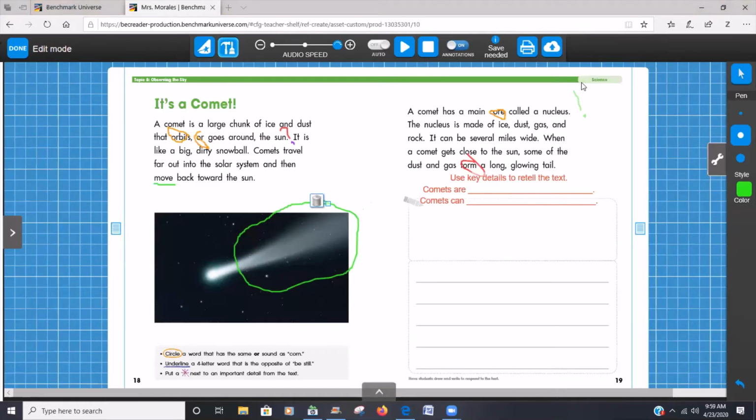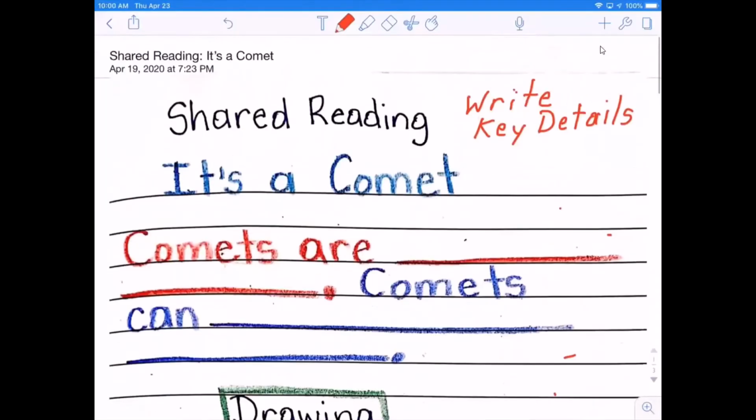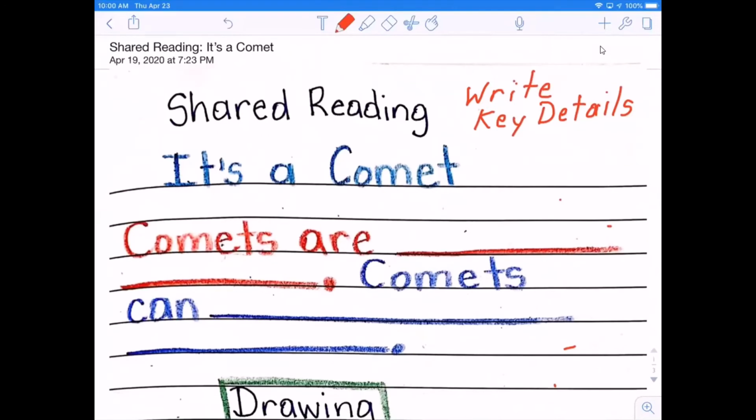So now get your little composition book, because I will be sharing with you what we are going to be doing to answer these questions in our composition book. And you're going to write the title. You're going to write, It's a Comet. Go ahead and write it. Copy the title.